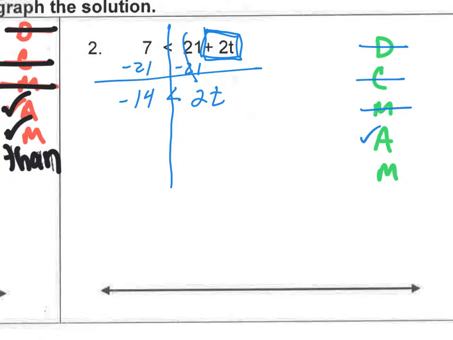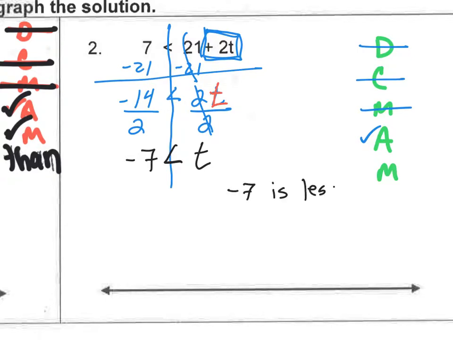Now, again, I'm trying to isolate this variable, that t. I know that's an ugly t, but just bear with me. 2 and t side by side means 2 times t. The opposite of multiplying is dividing. If I do it to one side, I have to do it to the other. Now, I end up with negative 7 is less than t.